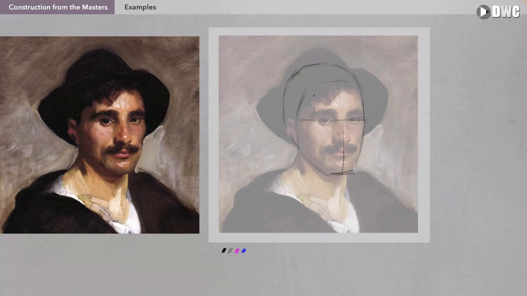So I'm basically going through the construction model, which is essentially a modified Loomis model, my interpretation of the Loomis model, but it's essentially nothing new. The Loomis model is the American interpretation or refinement of the European construction model.